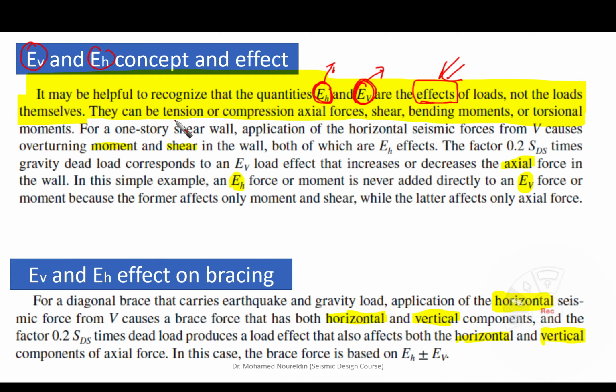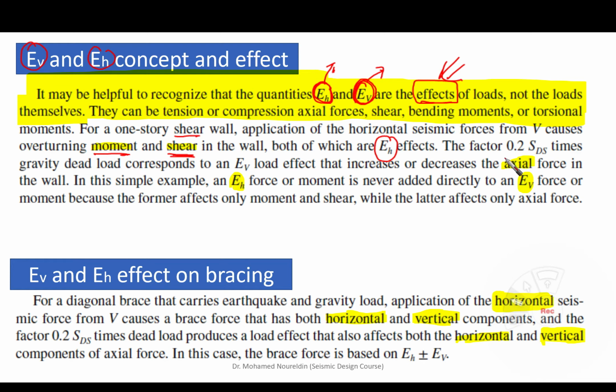They can be tension or compression, axial forces, shear, bending moments, or torsional moments. For a one-story shear wall, application of the horizontal seismic forces, which is EH, causes overturning moment and shear. That's logical, right, for a shear wall, from horizontal load combination, both of which are coming from EH. So this is moment and this is shear from the same horizontal.